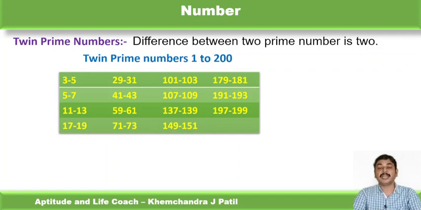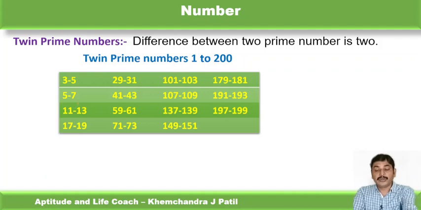So you can understand this concept very easily from these examples now. 3, 5. 3 and 5 both are prime numbers and the difference is 2. 5, 7 both are prime numbers and the difference is 2. 11, 13 again the difference is 2. 17, 19 the difference is 2. So whenever you pick any pair of prime numbers and the difference between them is 2, then it is called a twin prime number, provided both numbers are prime in nature.